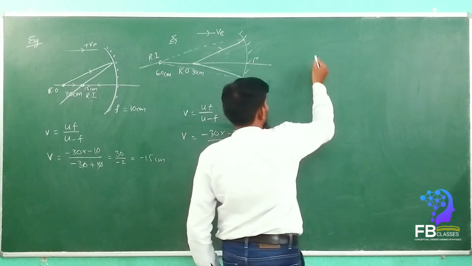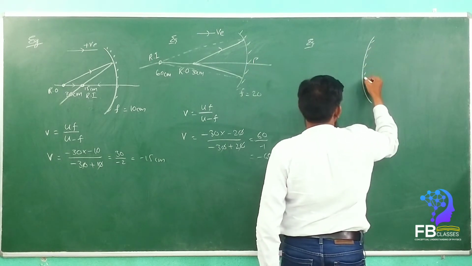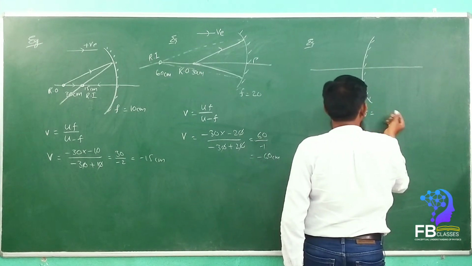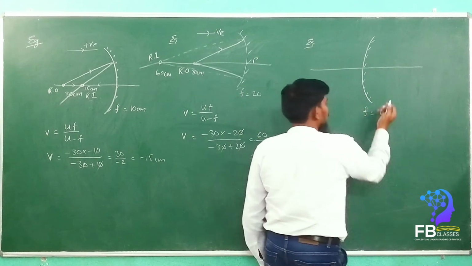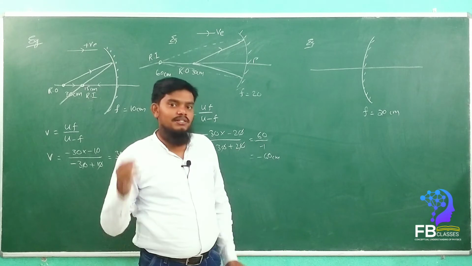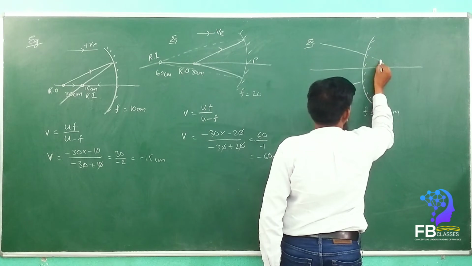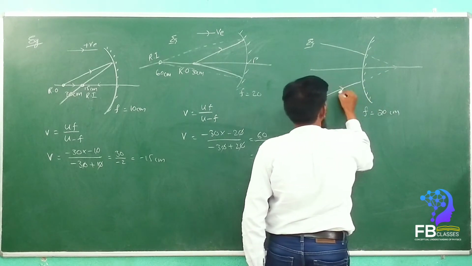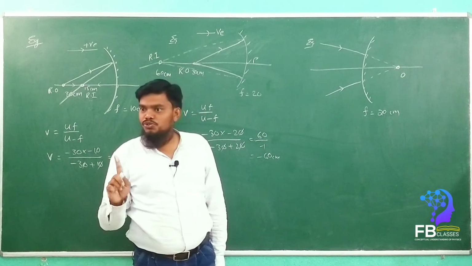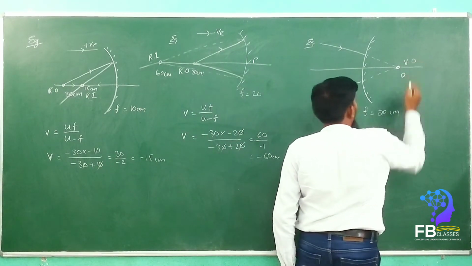For example, let me take another example problem. If you take a convex mirror, let it be, this is a convex mirror. Now the convex mirror focal length is considered as, let it be, 20 centimeters. Now beyond the 20 centimeters, the rays are formed. See here, we are taking a virtual object. So here the object is placed. Which object is it, virtual or real? It is virtual. Yes or no? So this is a virtual object.